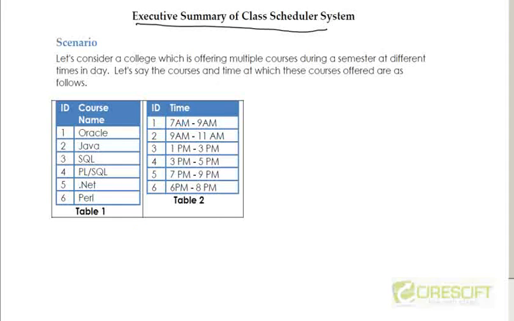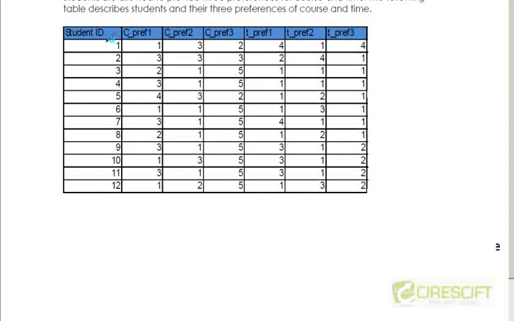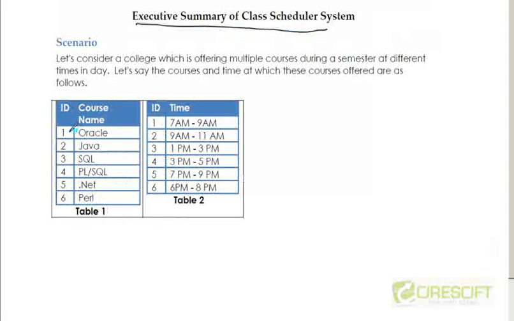Then we collect students' information. We ask each student for three preferences. For example, student 1 gave his three preferences as 1, 3, 2. That means student ID 1 is going to be very happy if I teach him course ID 1. He will be moderately happy if I teach him course ID 3. He will be least happy if I teach him course ID 2.